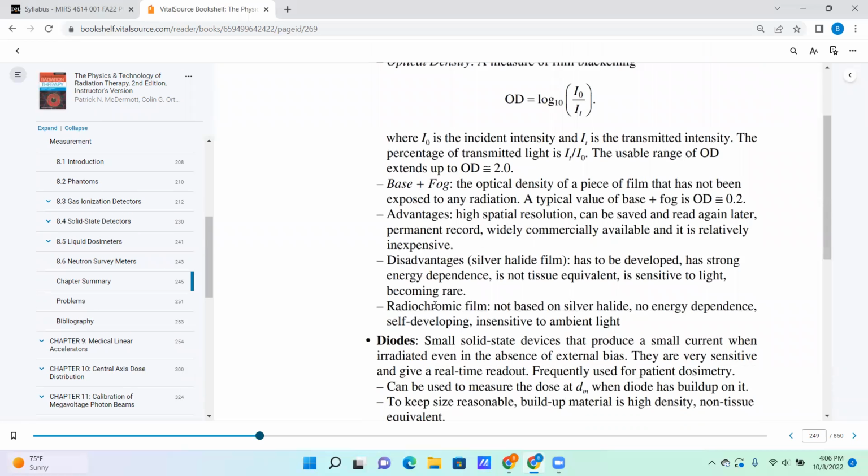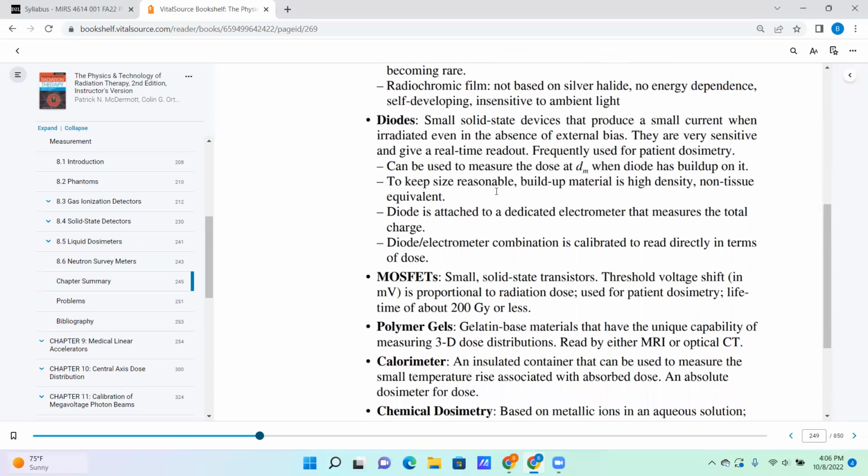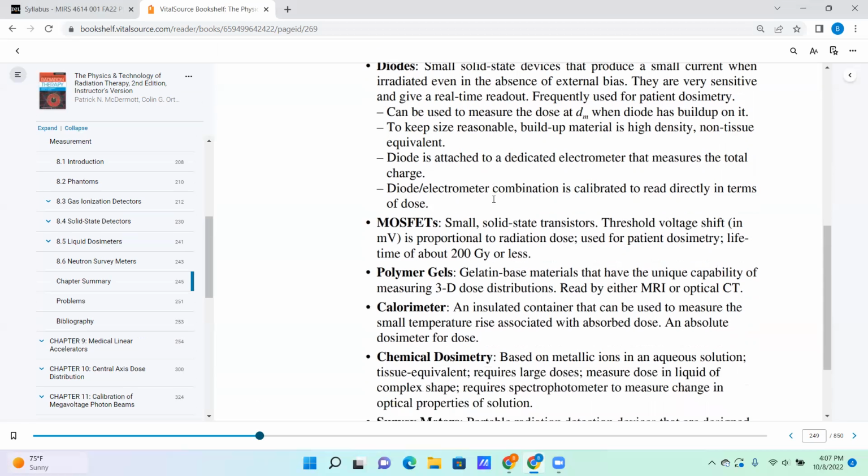You have advantages, disadvantages, and then you have radiochromic film, which is not based on silver halide. It has no energy dependence. It's self-developing and insensitive to ambient light. Then you have diodes. These are small solid-state devices that produce a small current when irradiated, even in the absence of external bias. They're very sensitive and give a real-time readout, frequently used for patient dosimetry.